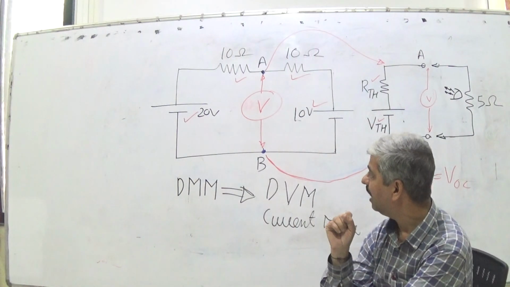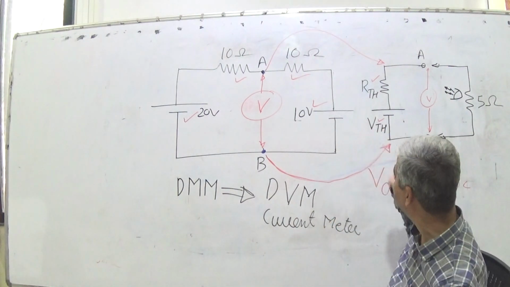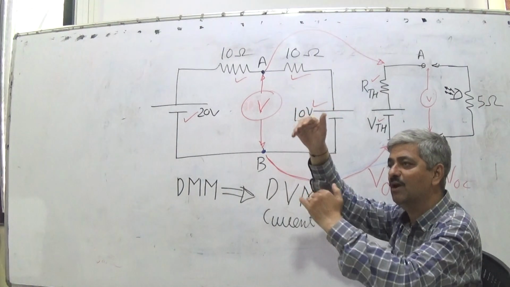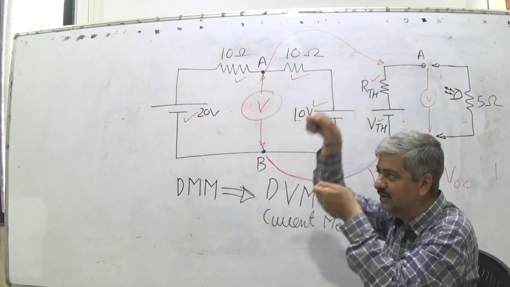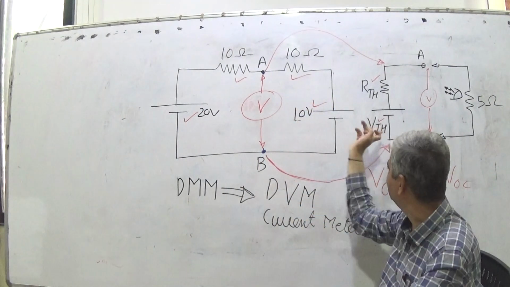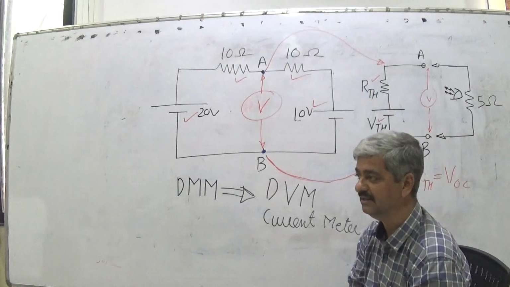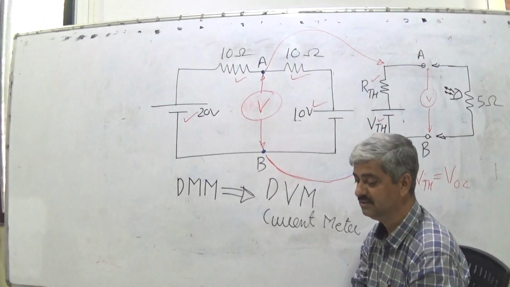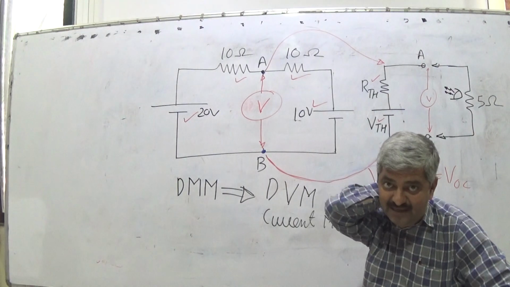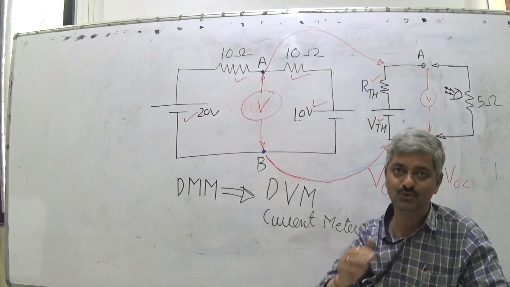So how do we find this VTH? We found it, right? Equivalent means whatever is there must be here. So the voltage which you get between the 2 points is VTH. Now how to get RTH? That is not so easy to find out. Finding out RTH, we need to do some work.